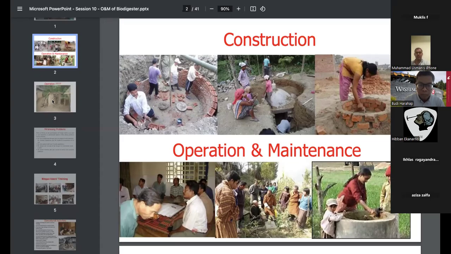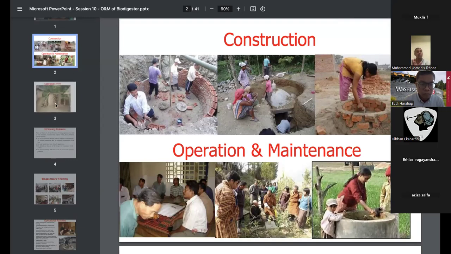Besides the construction, for operation and maintenance, even if the plant is constructed by a technical or expert mason, we should give the knowledge to the farmers. We should give training to all the farmers who have biogas plants. I have done one project in which we constructed about 30 biogas plants in the Punjab region of Pakistan, and then we carried out training in different regions of that area. And believe me, that project went very well.